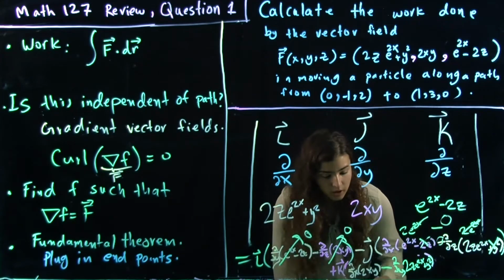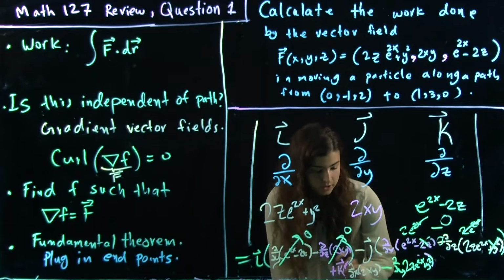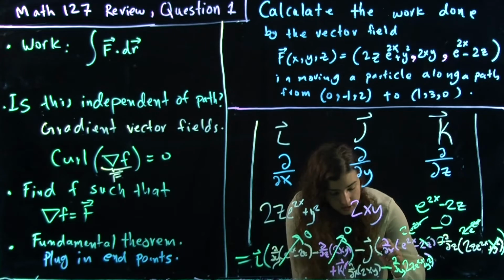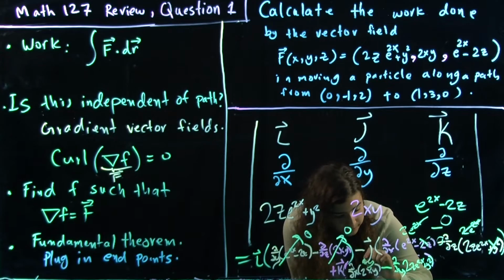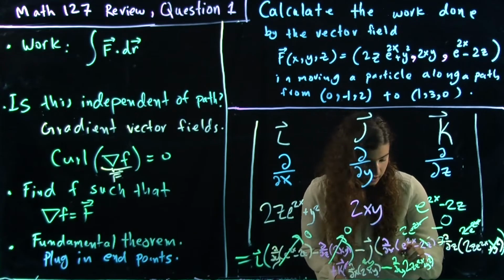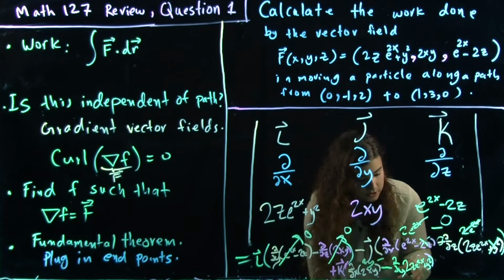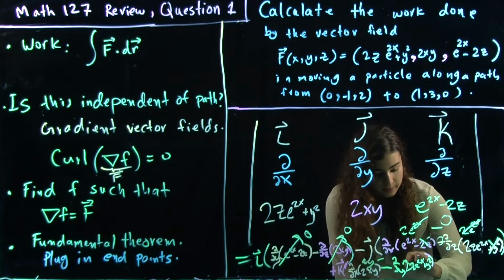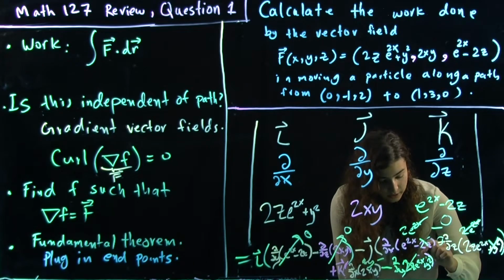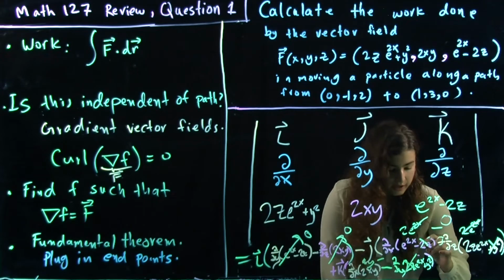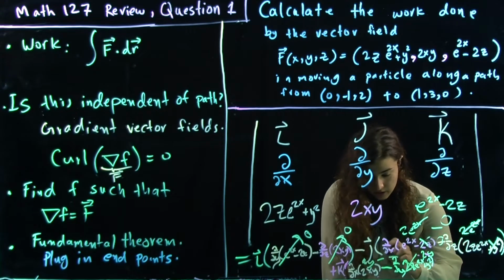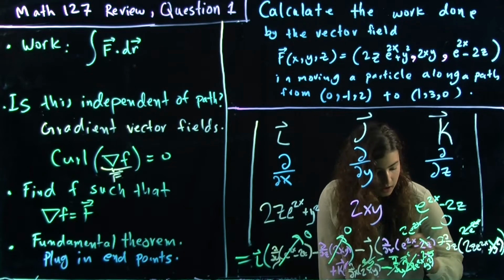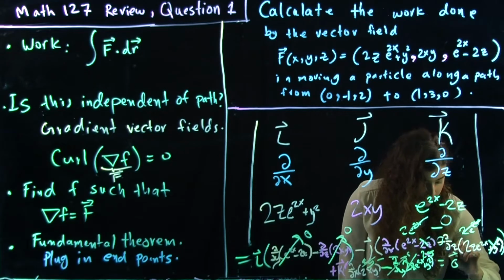And finally, for our k, we have our partial with respect to x for 2xy, and that becomes 2y. Then we have minus our partial of 2z e to the 2x with respect to y, and since there's no y there, that becomes 0, and our derivative of y squared with respect to y just becomes 2y. Again, the 2y and the minus 2y cancel out, so that also becomes 0, and so what we have here is the 0 vector.